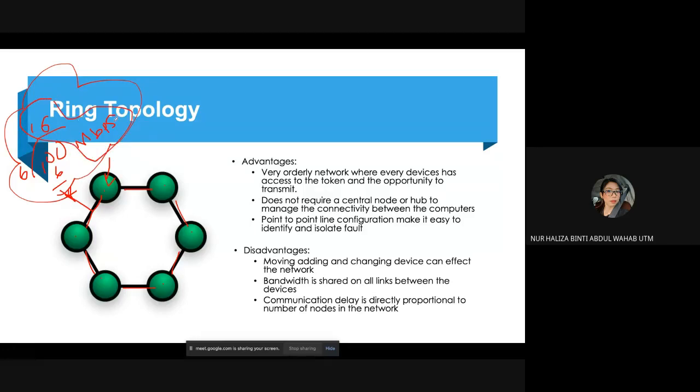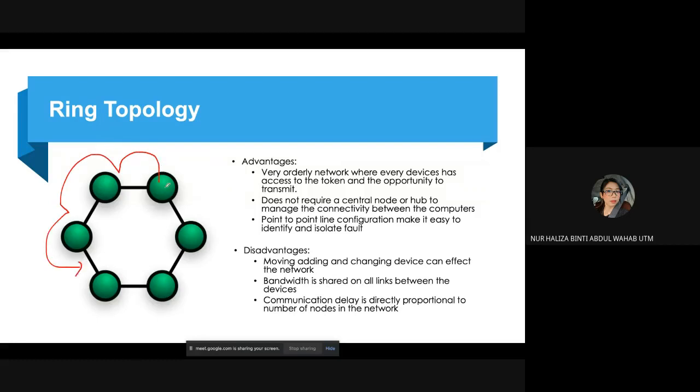So from 100 megabytes per second, your bandwidth is going to be reduced because you need to share, and there is a communication delay. Why do you have the communication delay? Because you need to move from hub to hub, from node to node.